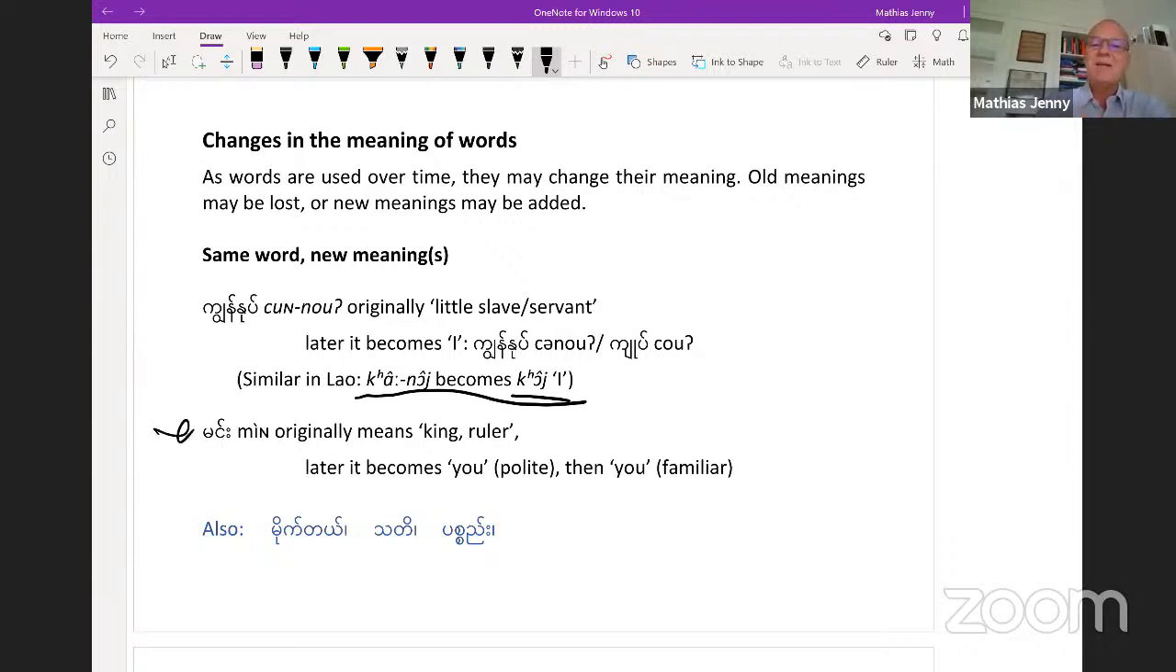Then the word min, which means king or ruler, is used as you. Usually, well, basically, this was a polite form. But in modern Burmese, min is not really polite anymore. Min is familiar, intimate. So this is a change in meaning.